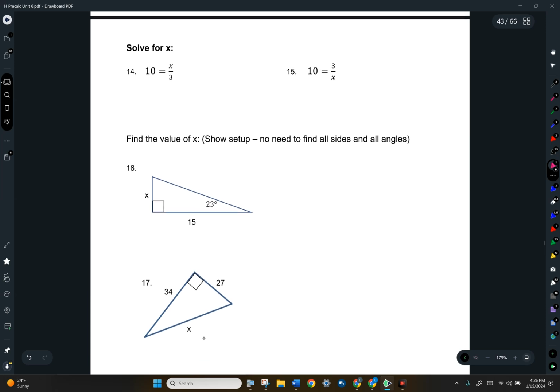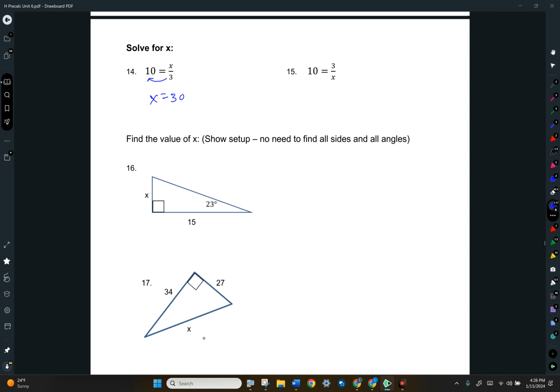Now, we're still finding sides of triangles. We're still using trig functions, but we need to do a little algebra refresher. So we did this in one of the last problems. If I want to solve for x, the easy way to do that would be to multiply by 3 because the x was on the top, and so in this case we know x equals 30.